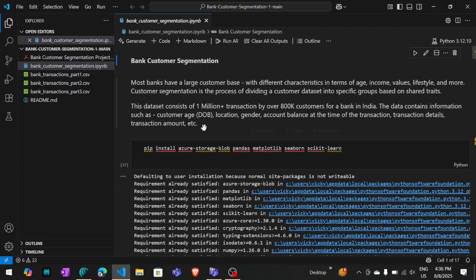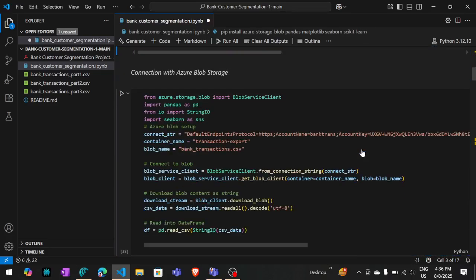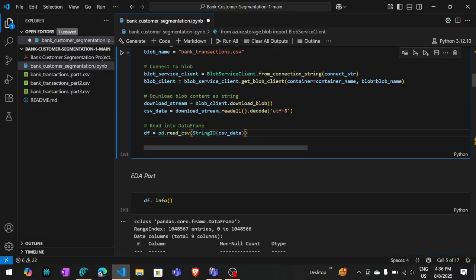The basic details: the data set is of 1 million transactions of 800 customers of India, and the data contains information of customers such as their age, location, gender, account balance, etc. First of all, we have imported some libraries. We have installed libraries for Azure Blob Storage, Pandas, and Scikit-learn for machine learning. After that, we have established a connection with Azure Blob Storage where the data is being stored. The data frame is then stored into the variable named df.